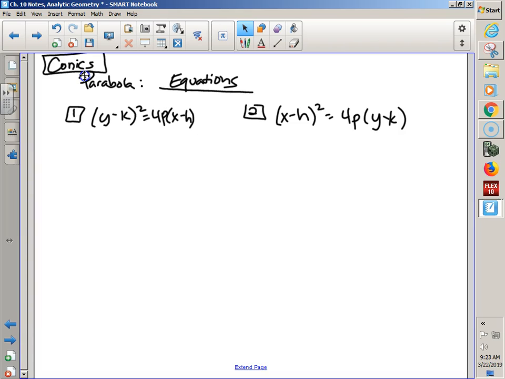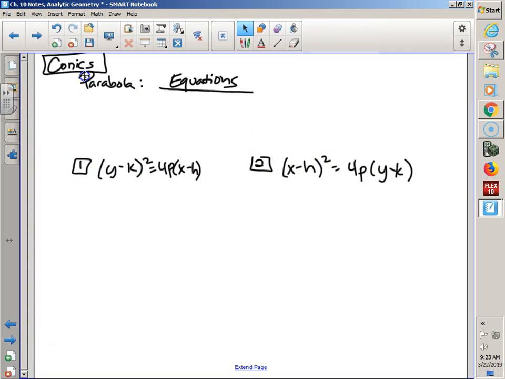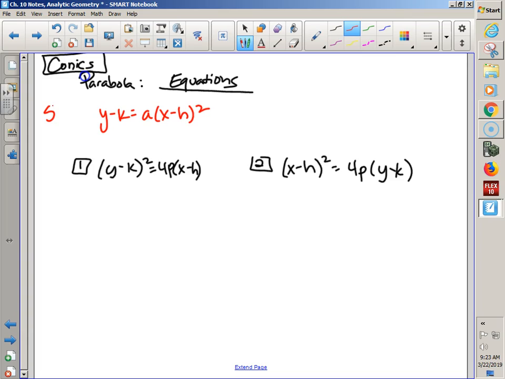Are these normal based on last semester stuff? They're normal? What's new? What's different? The p's, that's new, that's different. And also, hold on, last semester, did the squared come first? I don't think so. Didn't we have y minus k is equal to a times x minus h squared? Wasn't that our standard form last semester? Or we could have gotten the y by itself and had a times x minus h squared plus k. Our forms didn't look like this.